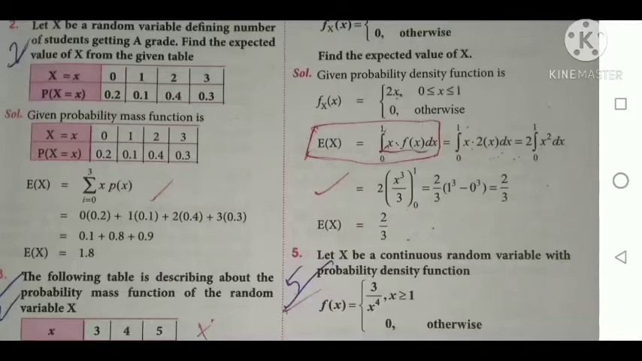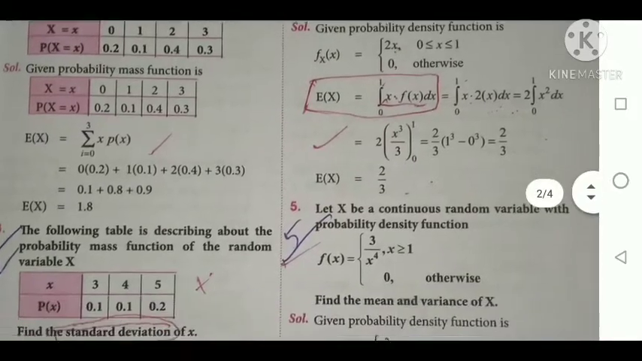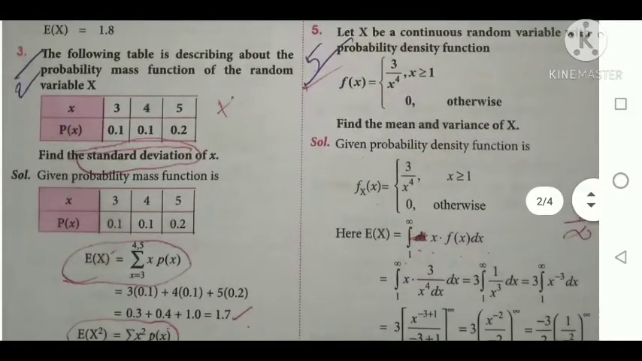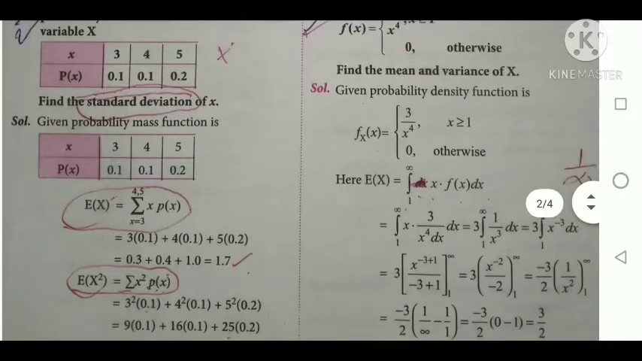First we find E of x by multiplying x and p of x, that is 3 into 0.1 plus 4 into 0.1 plus 5 into 0.2. We are getting 1.7. This is E of x.